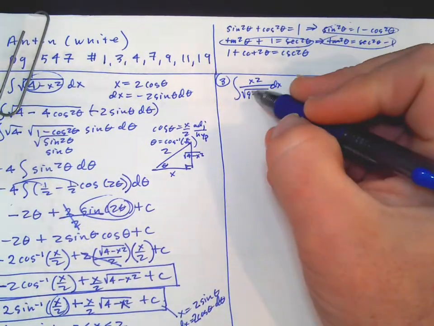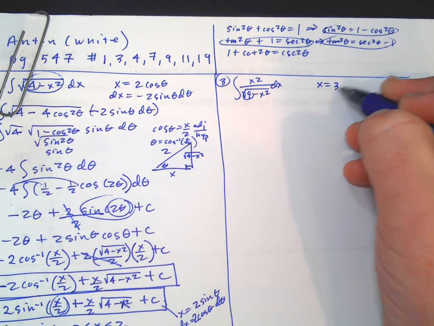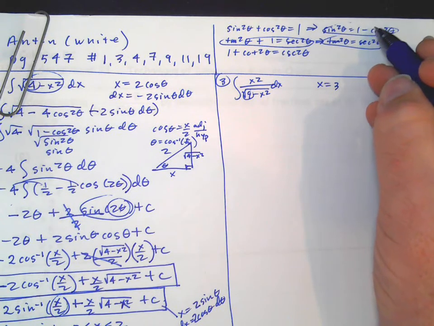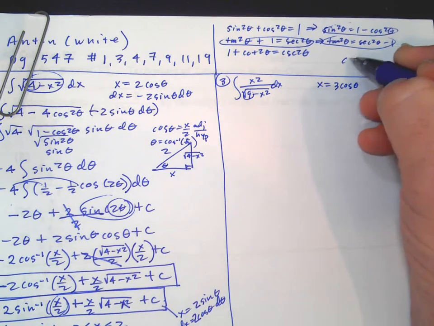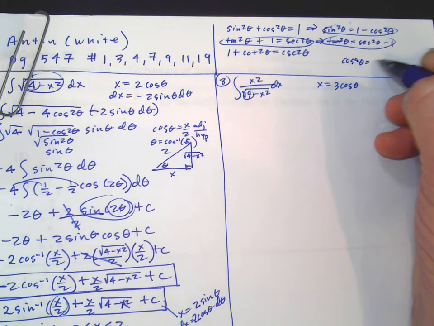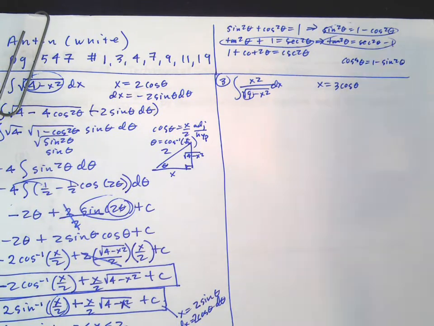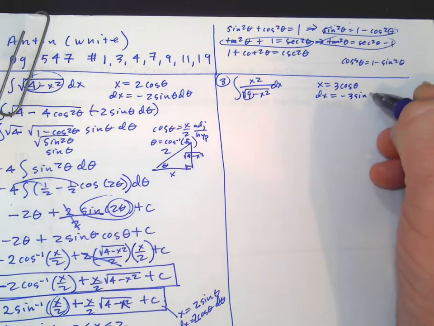Now we're trying to get, this is where the 1's going to go. So your x is for sure going to be 3 something, but it's got to be this first one again. So I'm going to go with cosine. You could go with sine because you could also do cosine squared theta equals 1 minus sine squared theta, and you could put sines in it instead of cosines. It's either way. dx equals -3 sine theta d theta.